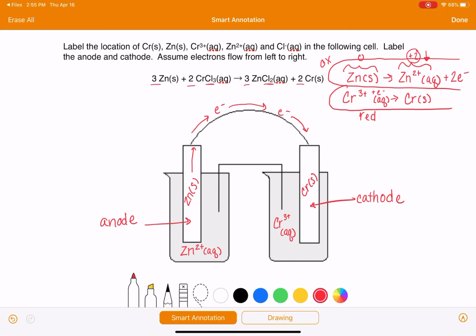And what else do we need to label? The chlorides. Chlorides are everywhere. Everybody's got chlorides. And this is our salt bridge.